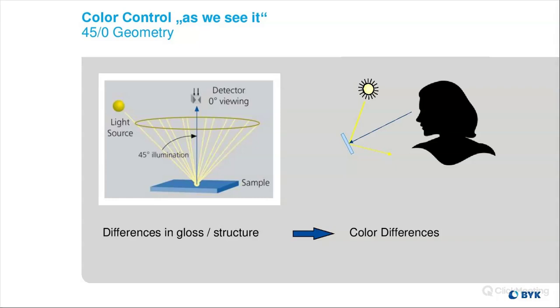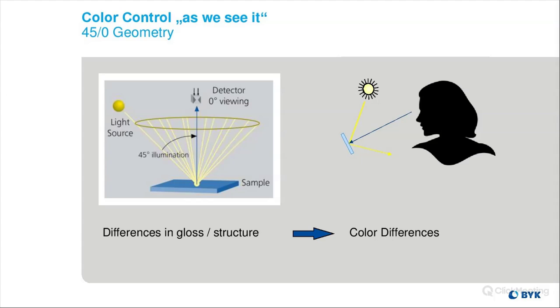So here we have the internal equipment for what's going on inside of a spectrophotometer. And this is specifically for the 45-0 type geometry. And so, again, this measures how we see color. So we have a light source coming in from 45 degrees, just like that other example. And then we have a detector directly overhead at 0 degrees.